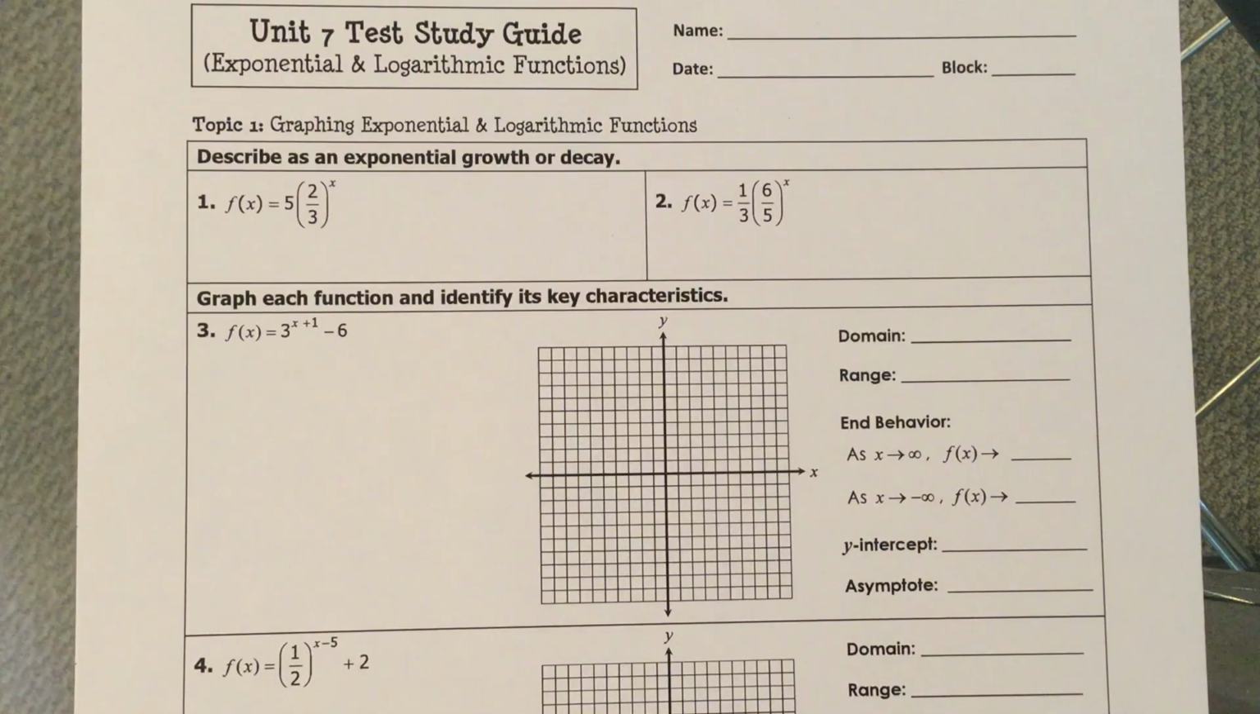All right, Unit 7, Test Study Guide. So this unit was on exponential and logarithmic functions. Topic number 1, we are graphing, and this is just kind of a combination of both types of graphs.